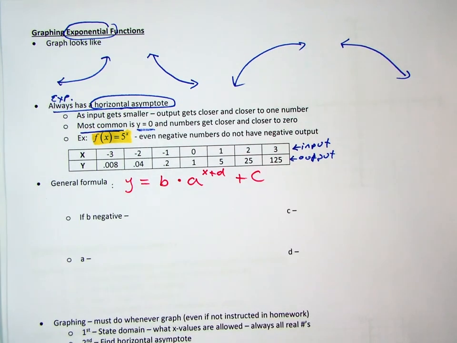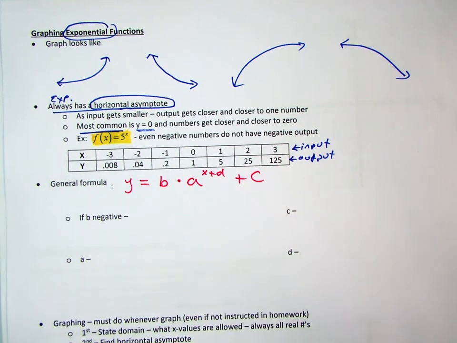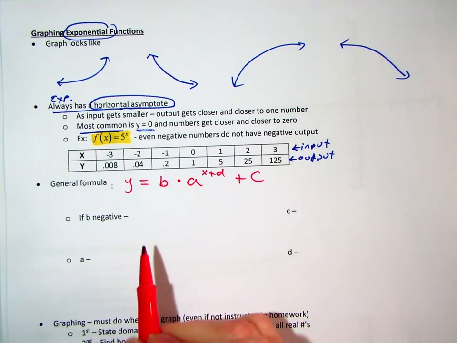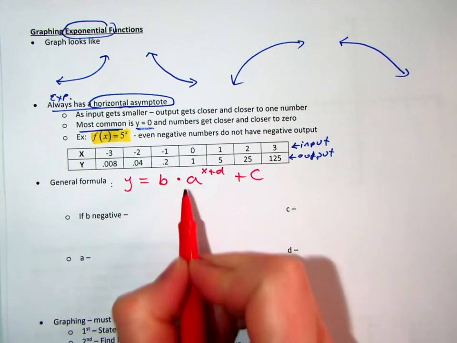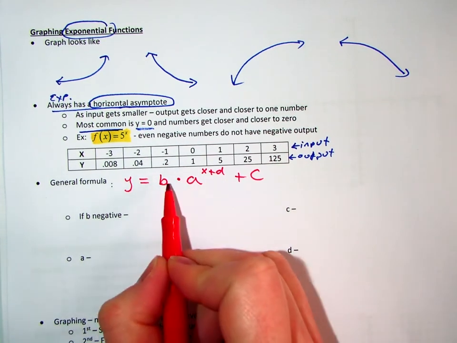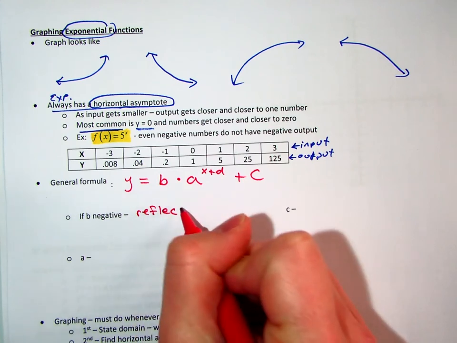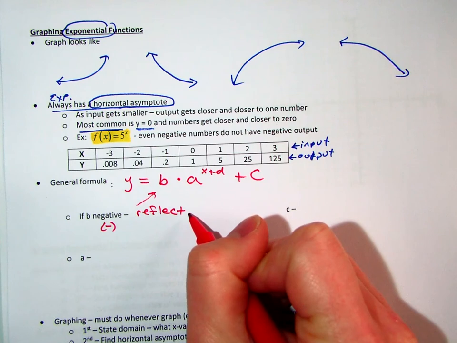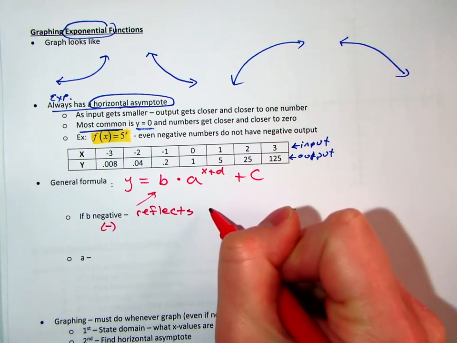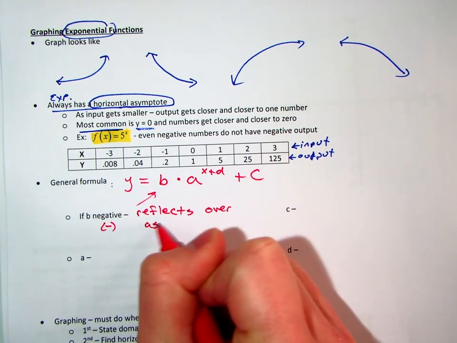Now, if you don't memorize it, this is fine, but you have to know these pieces and what they really mean, okay? So if b is negative, in other words, if we have a coefficient out front that's negative, it reflects. So if my b is negative, it reflects over the asymptote.